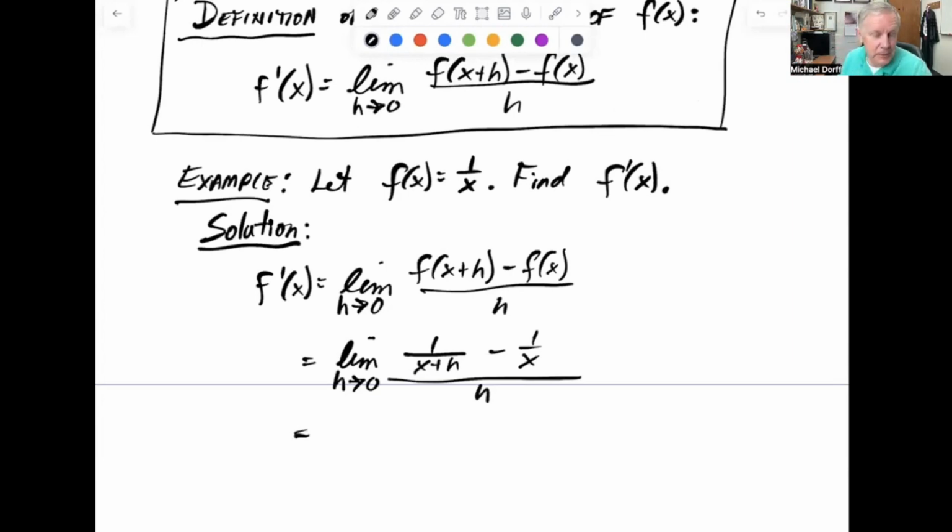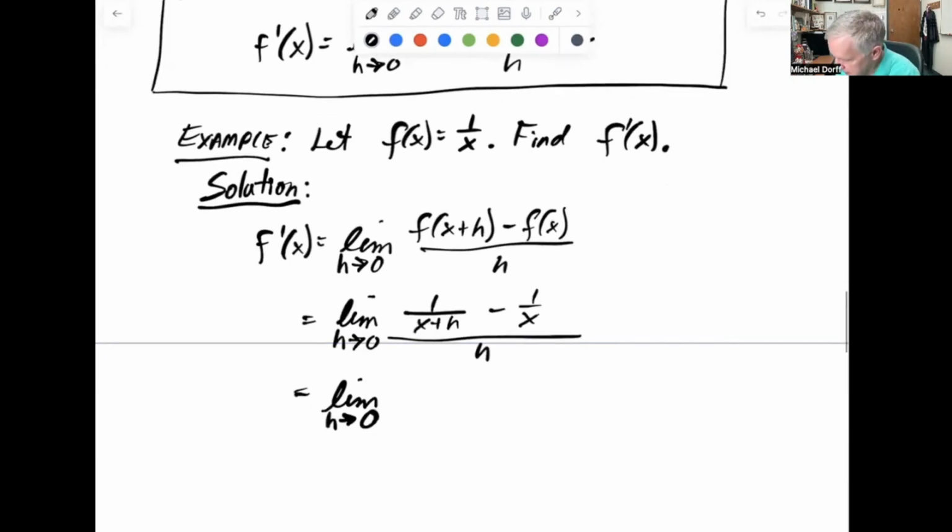Not a big surprise. You probably should be expecting that. So I need to do more work. I need to find a way to simplify or rewrite this. And the way to do that is to simplify or combine the fractions that are in the numerator. So I have to get a common denominator for what's in the numerator. And that common denominator is going to be x times parentheses x plus h close parentheses. So I'm going to have x plus h in my denominator here and x times x plus h here.